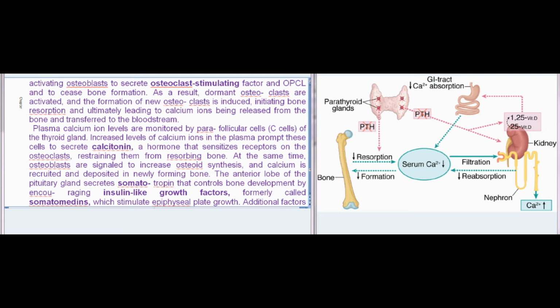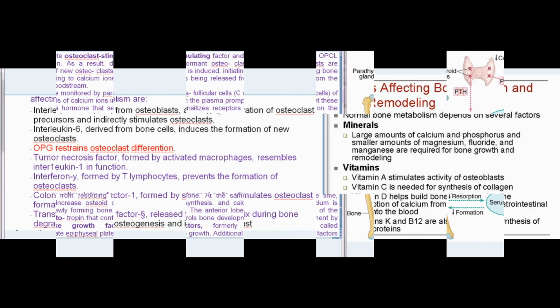Increased levels of calcium ions in the plasma prompt these cells to secrete calcitonin, a hormone that sensitizes receptors on the osteoclasts, restraining them from resorbing bone. At the same time, osteoblasts are signaled to increase osteoid synthesis, and calcium is recruited and deposited in newly forming bone. The anterior lobe of the pituitary gland secretes somatotropin that controls bone development by encouraging insulin-like growth factors, formerly called somatomedin, which stimulate epiphyseal plate growth.